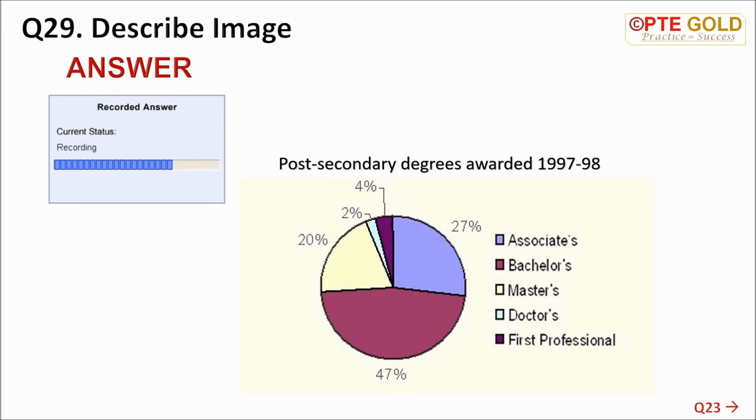In conclusion, highest numbers of degrees were awarded for first professionals, while the lowest numbers of degrees were awarded for candidates who completed their doctoral degree program.